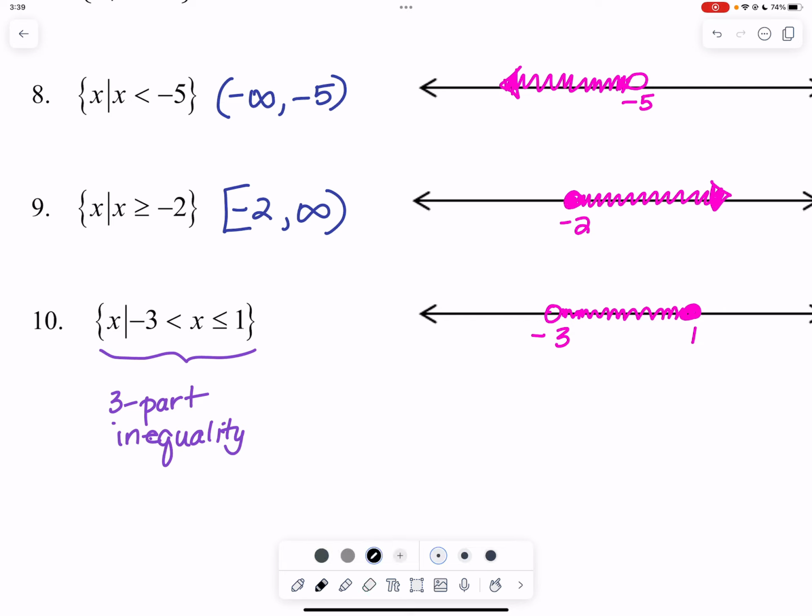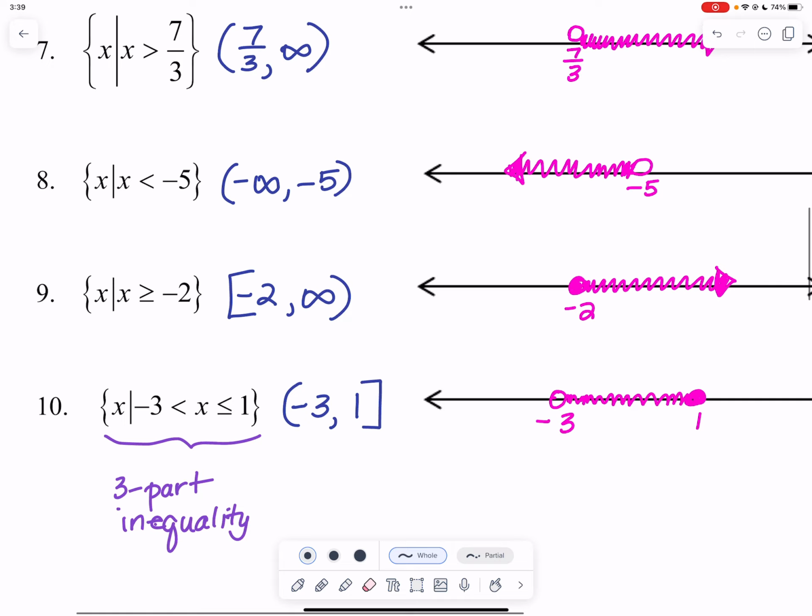So writing this in interval notation, our left bound is a -3, and we don't want to include it in our set of numbers. Our right bound is a 1, and we do want to include 1 in the set. And that concludes this worksheet.